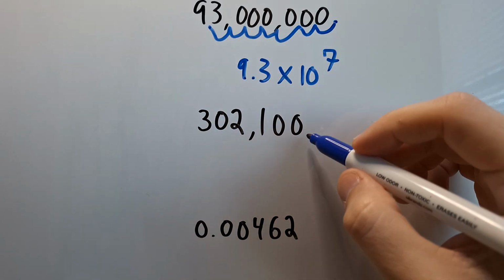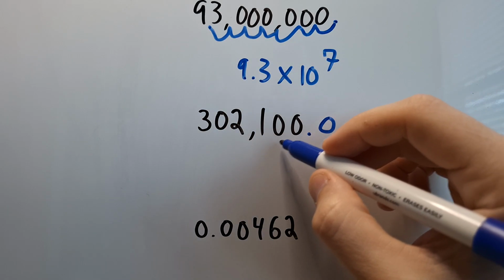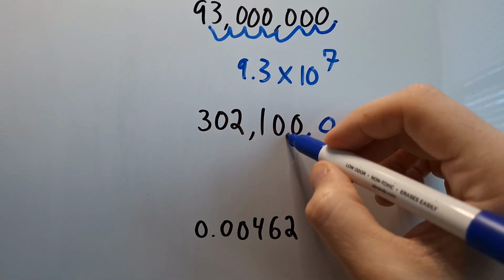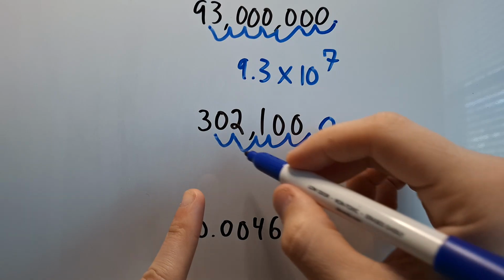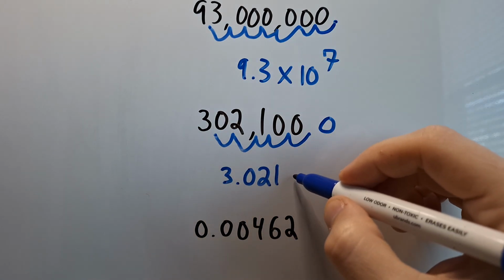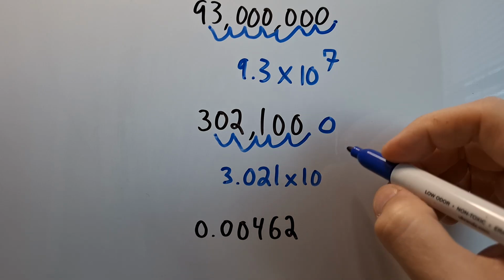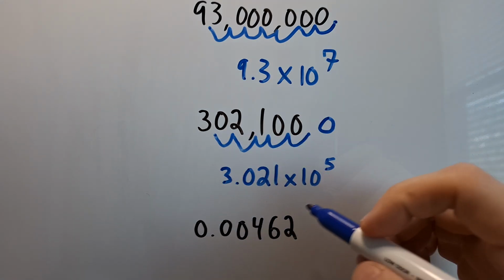This next one, our decimal point is right here. So 1, 2, 3, 4, 5. This number is 3.021 times 10 to the power of 5. Another large number.